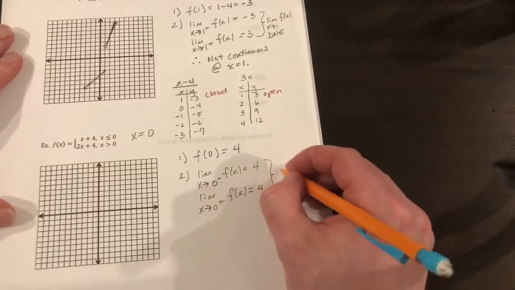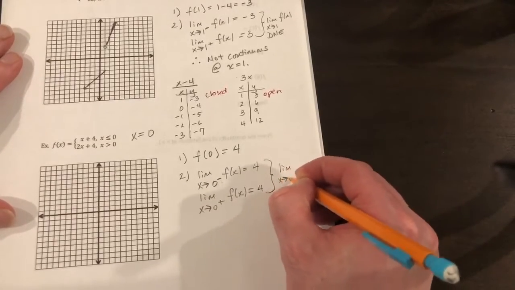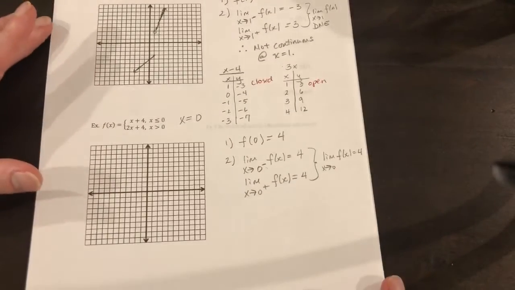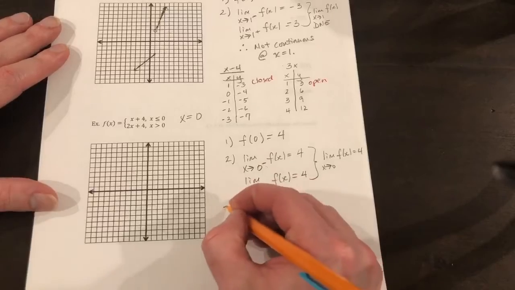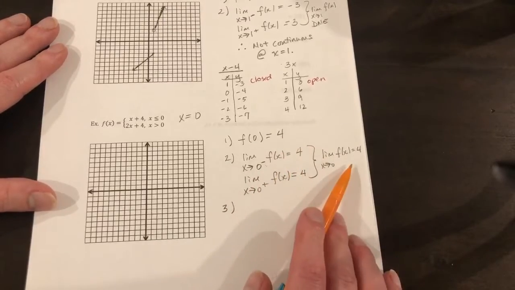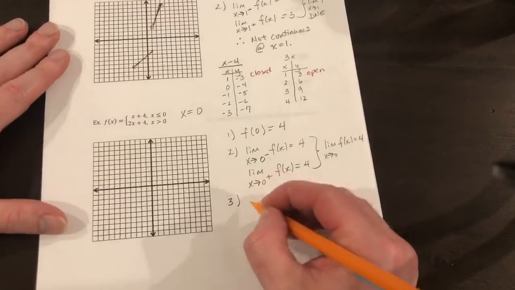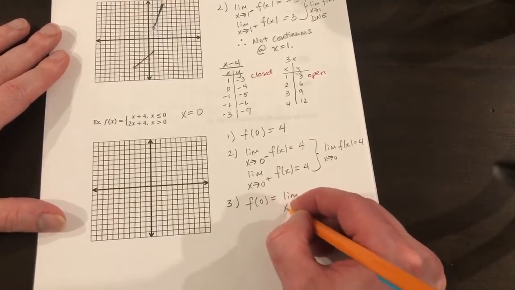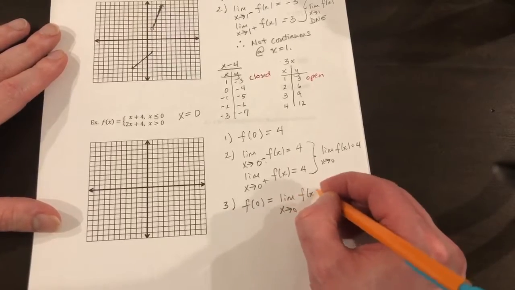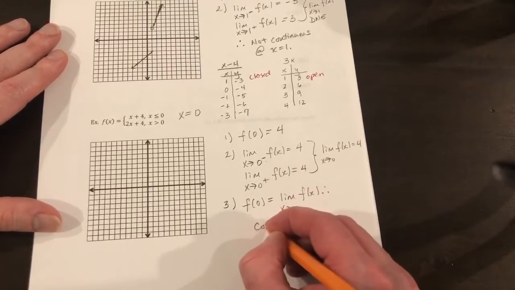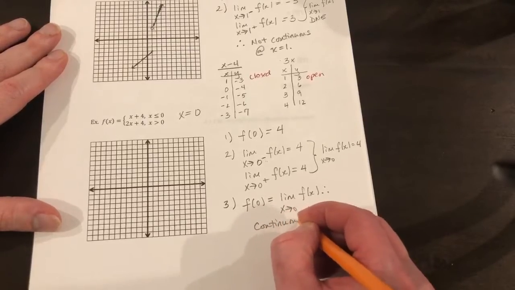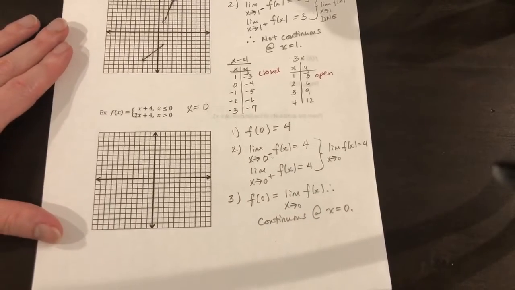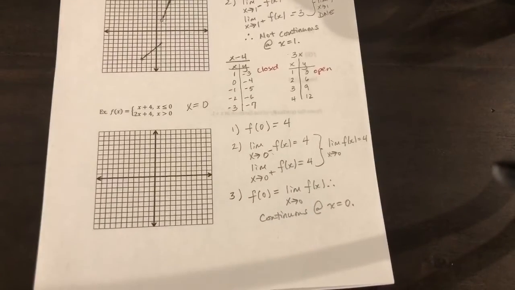So that means that the limit as x approaches 0 of f of x is equal to 4, just like we did before. Okay, so step 3. Since step 1 is equal to step 2, then it's continuous. So we have to write it in math terms. So we're going to say f of 0 is equal to the limit as x approaches 0 of f of x, therefore continuous at x is equal to 0. Okay? So there shouldn't be a jump in the graph.